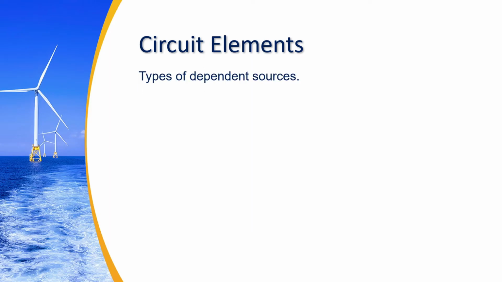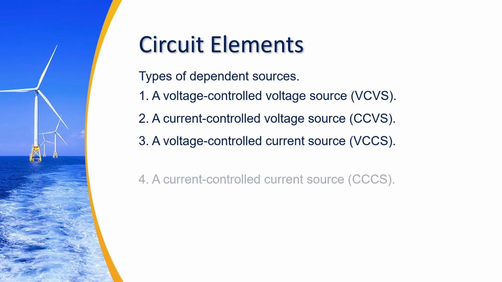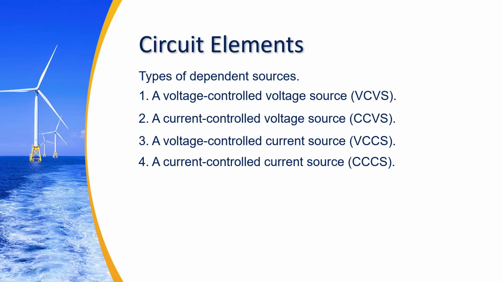Meron tayong different types ng dependent sources. First is the voltage controlled voltage source or what you call VCVS, current controlled voltage source CCVS, voltage controlled current source VCCS, and the current controlled current source CCCS. Lahat nito is kaya natin ma-determine o ma-define dahil sa pangalan lang nila.